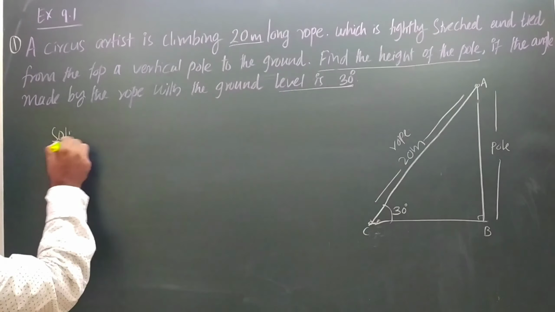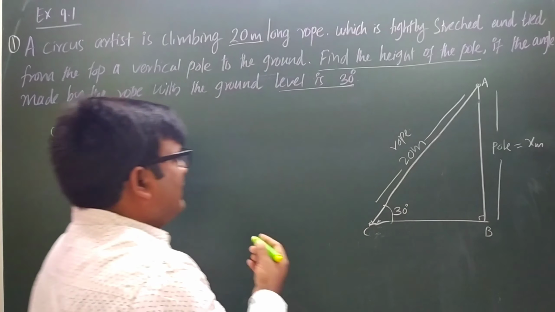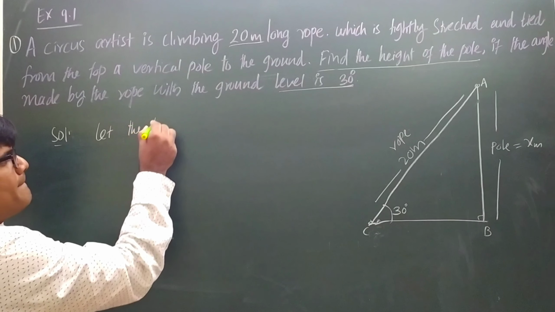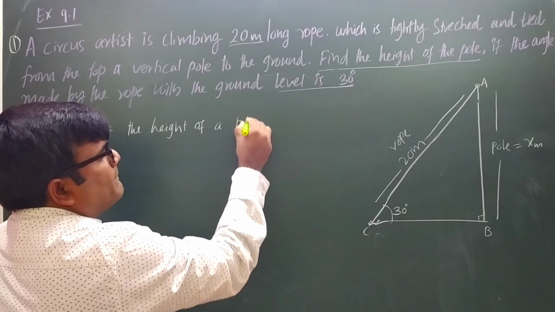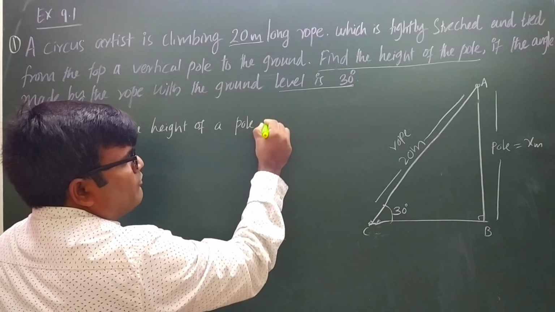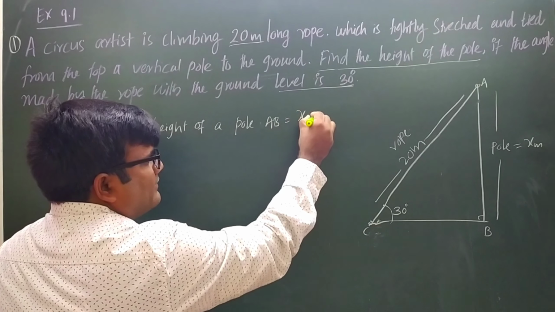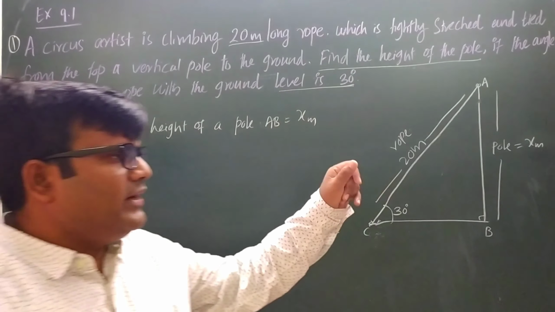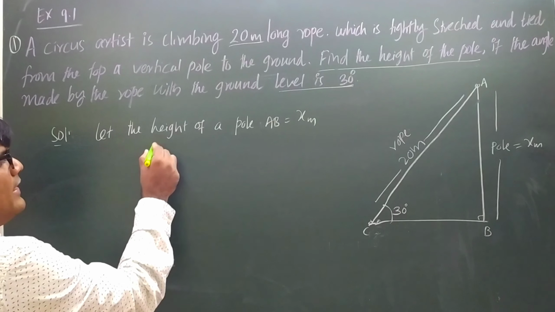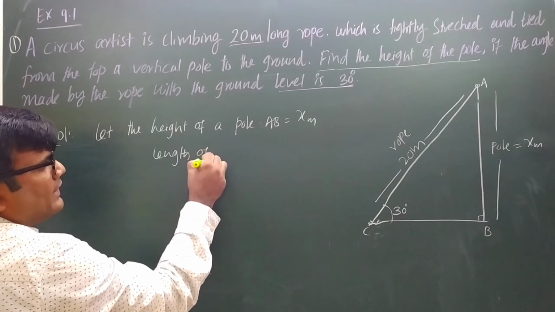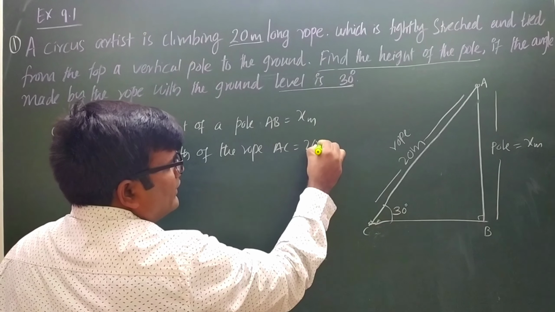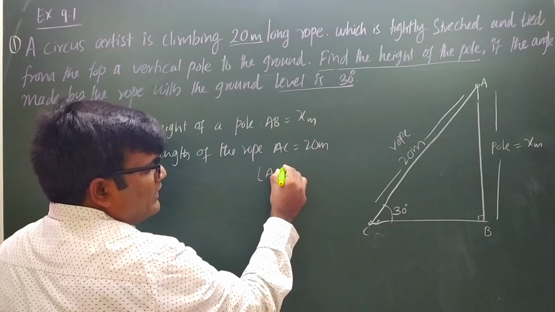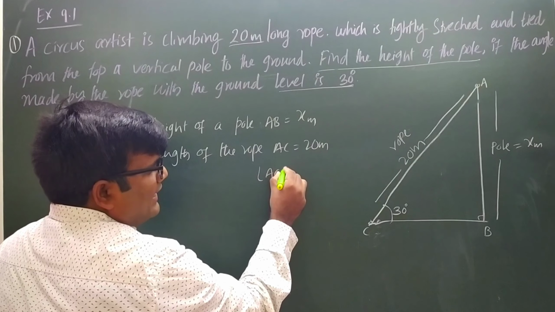So here I am writing. We need to find the height of the pole. Let this be x meters. Let the height of the pole AB be equal to x meters. So that is what we need to find, x meters. Next, the length of the rope is given. Length of the rope AC is equal to 20 meters. Now the clue number 2 is angle ACB is equal to 30 degrees.